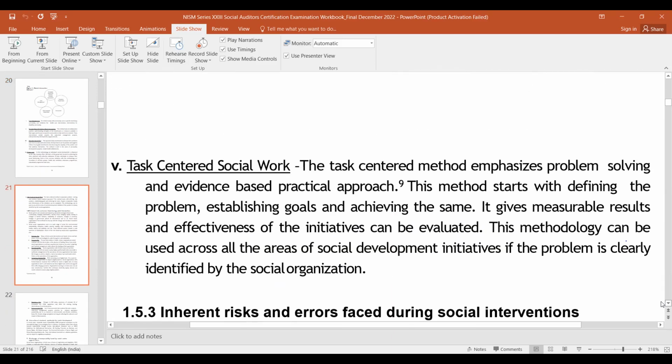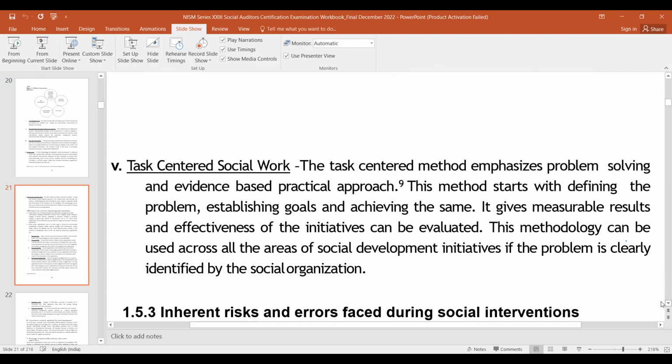Then task-centered social work. So the task-centered method emphasizes problem solving. It starts with defining the problem, establishing goals, and achieving the same. It gives measurable results, and effectiveness of the initiatives can be evaluated.